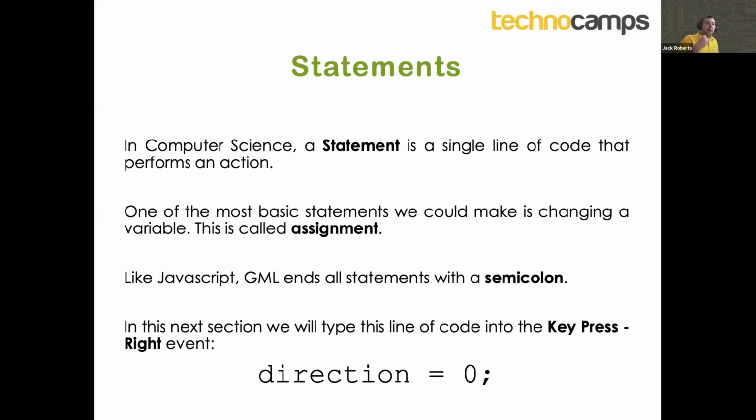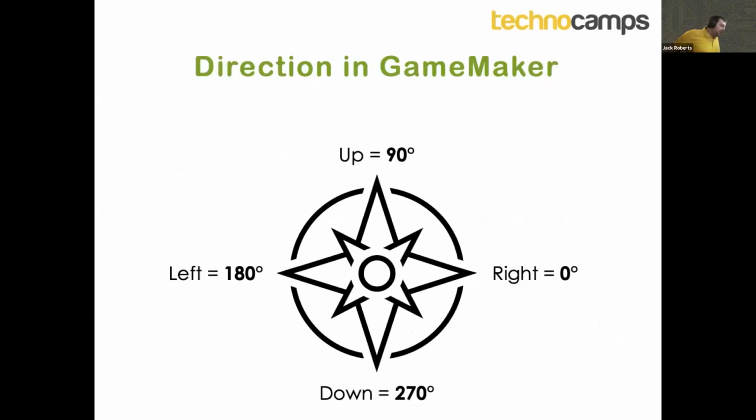Direction equals 0 basically sets what the direction of the object will be heading next. What direction will it go next? And that is to the right, because GameMaker counts direction from the right, starting at 0 degrees right, up is 90 degrees, left is 180 degrees, down 270 degrees. Why it does that, no idea. It's just confusing. And I always have to look this up. I can never remember it.